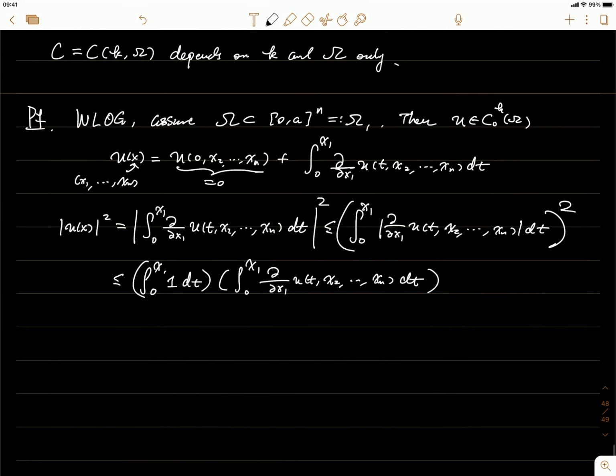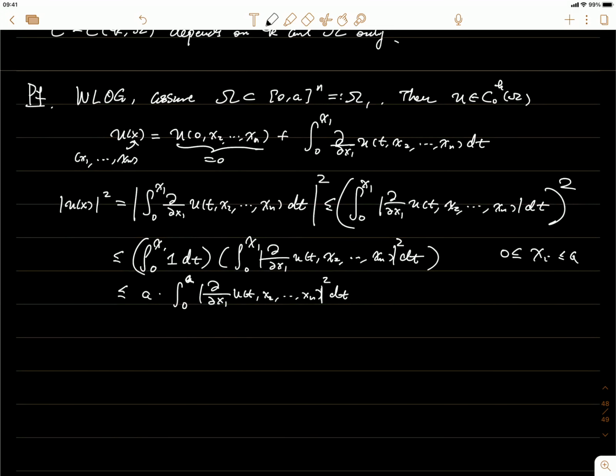Now remember that for x1, we have x_i between 0 and a, because this is in the hypercube. So the first term is less than or equal to a. The second term, sorry, this is squared, we're taking the integral of some non-negative thing. So taking the integral over the whole interval from 0 to a gives something larger. So now we have a times the integral from 0 to a of the squared derivative d/dx1 of u(t, x2, ..., xn) dt.